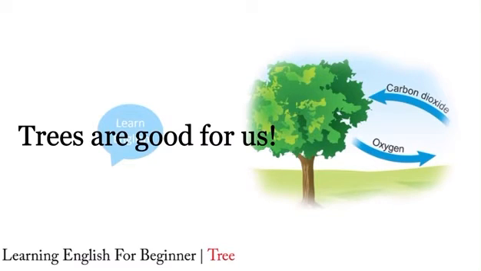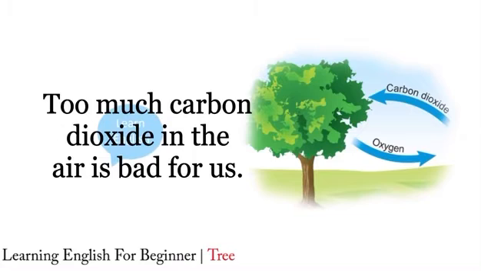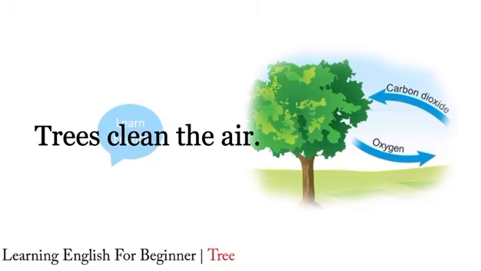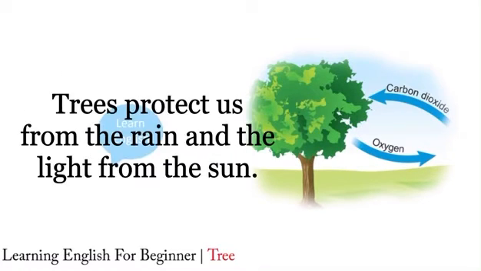Trees are good for us. We use oxygen in the air to live. Too much carbon dioxide in the air is bad for us. Trees clean the air. They take carbon dioxide out of the air, and they put oxygen into the air. Trees protect us from the rain and the light from the sun.